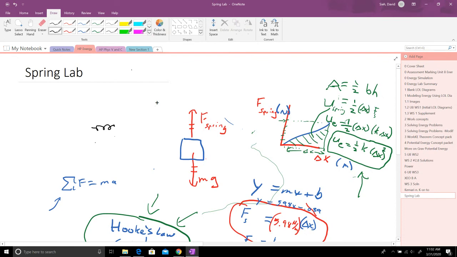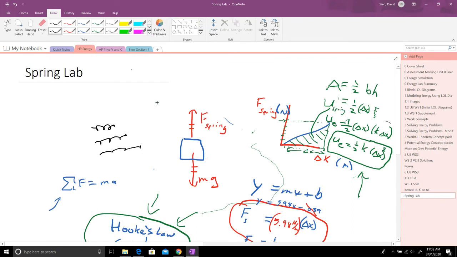But as I stretch it and those coils get stretched out more and more, eventually that metal is going to be really stretched. And at this point, if I want to stretch this thing any more, I'm actually really distending the metal itself instead of just the coils. You know what I mean?